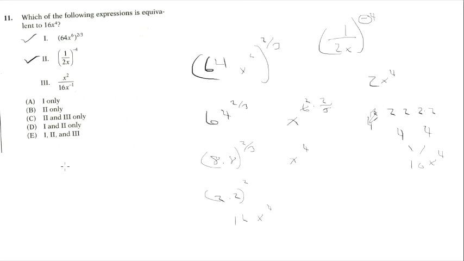And then here, for this last one, x squared over 16x to the minus 1. So if we bring this x up to the top, we're going to end up with x squared times x, because if we're just getting rid of the negative, it becomes positive up here. We have x cubed, which already doesn't match. Plus, we also still have the over 16, and we don't have a way to bring it up to the top. Because remember, there's no parentheses here, so the minus 1 does not apply to the 16, which means we have 1 and 2 only, which means this answer.